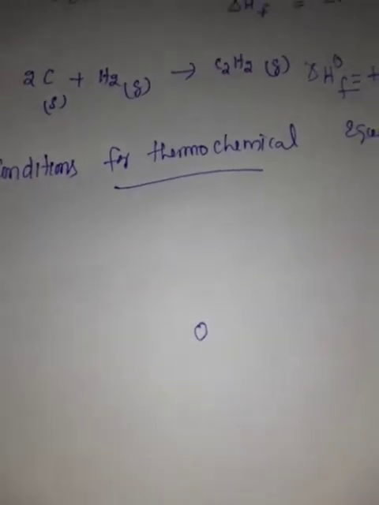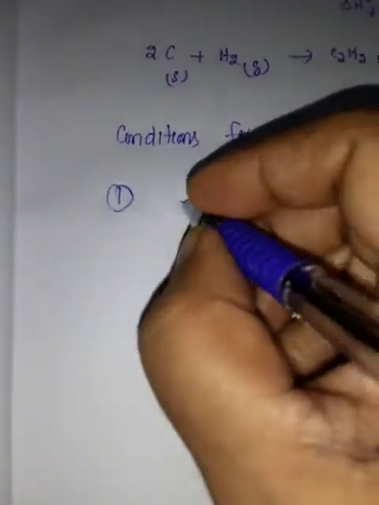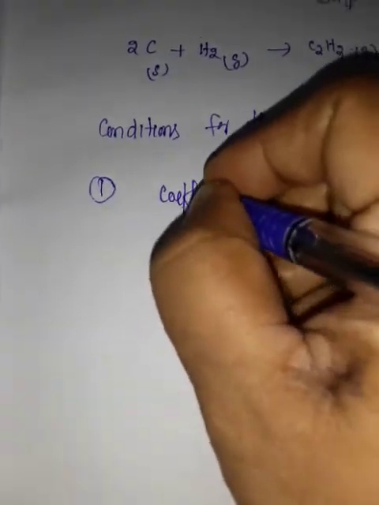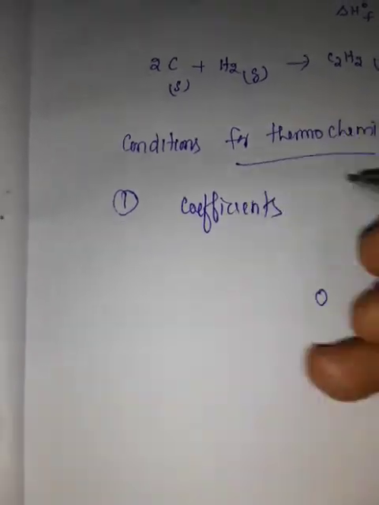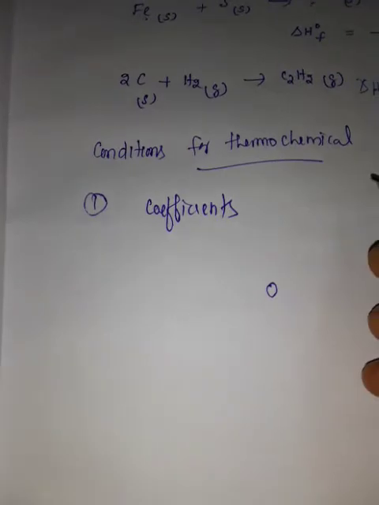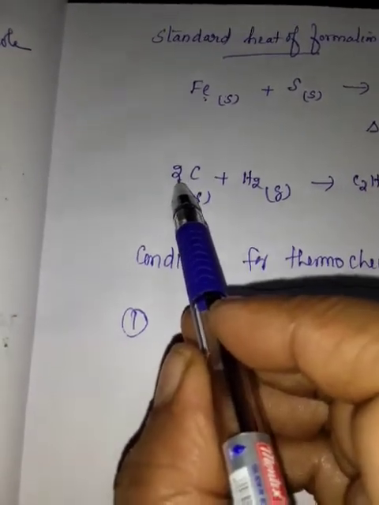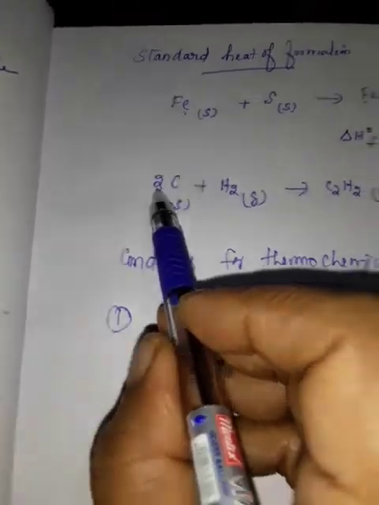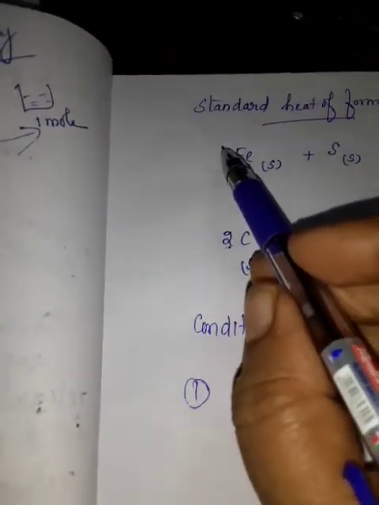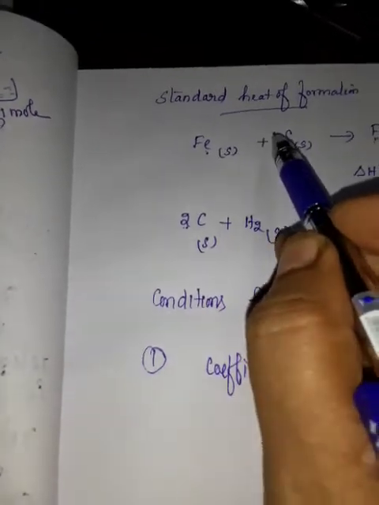So what are the conditions to be followed? Number 1: the coefficients in a balanced thermochemical equation. What is meant by coefficient? This is the coefficient present before the atom. These are the coefficients. If there is nothing written, we consider it as 1 Fe plus 1 S giving 1 FeS. These are the coefficients.